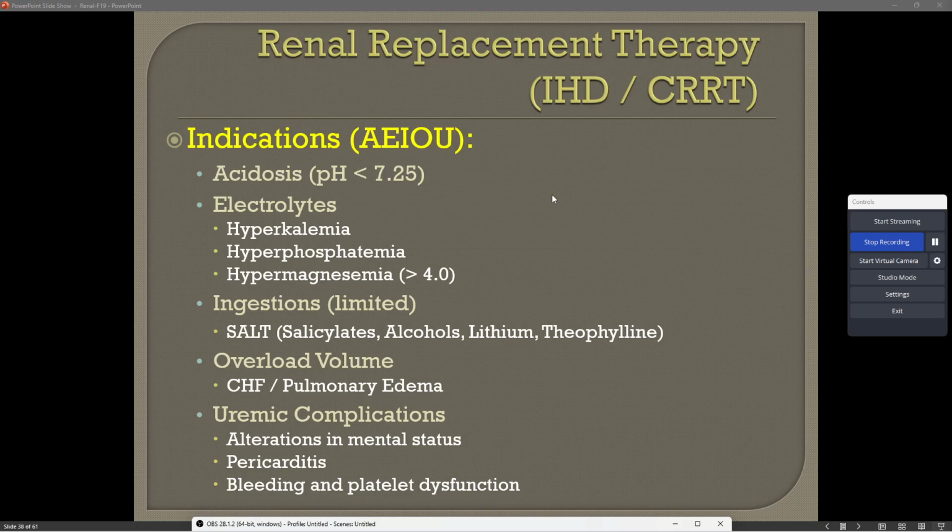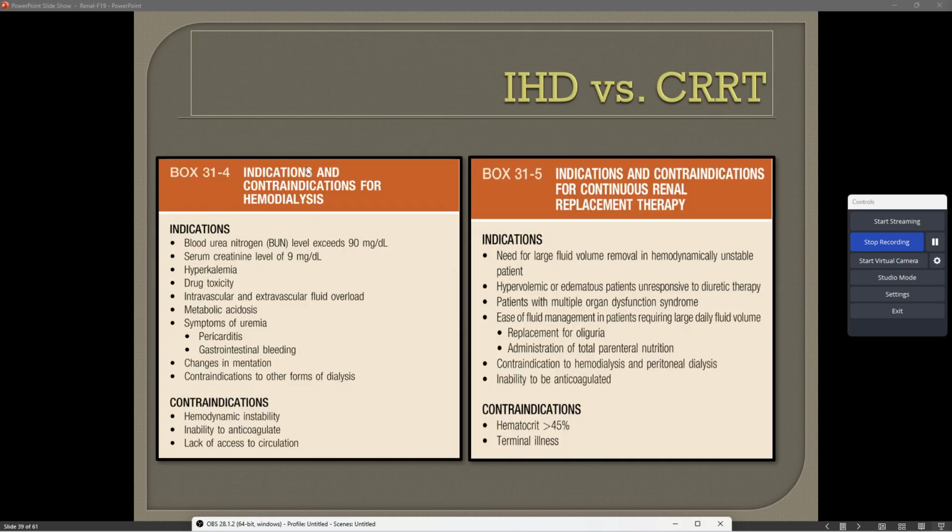Overload volumes such as CHF, pulmonary edema. By the way, it works wonderful for these patients, very, very well. But unfortunately, we don't have access to CRRT everywhere you go. And then lastly, uremic complications, so alterations in mental status, pericarditis, and bleeding and platelet dysfunction. A, E, I, O, U. If you fall into these categories, then you essentially qualify for CRRT. Otherwise, in more severe cases, we would be looking at indications for actual hemodialysis versus CRRT.